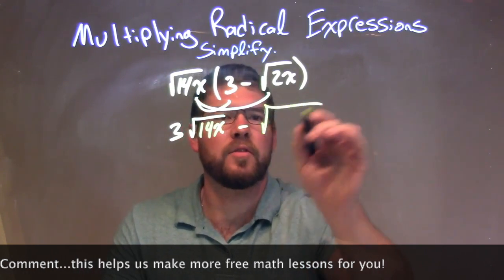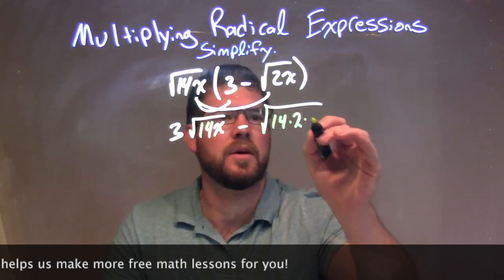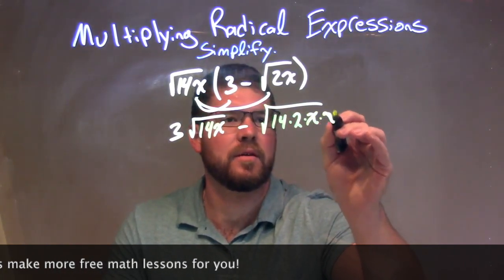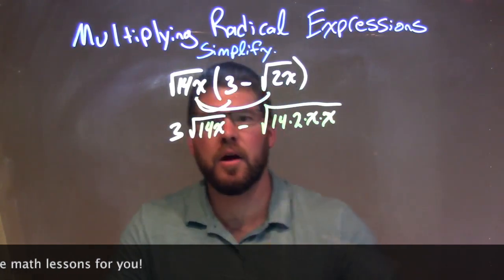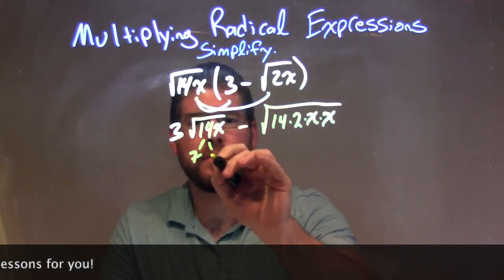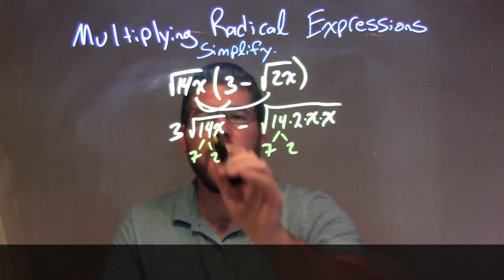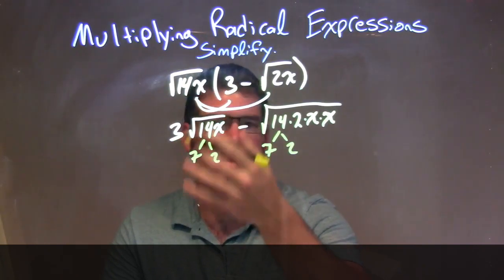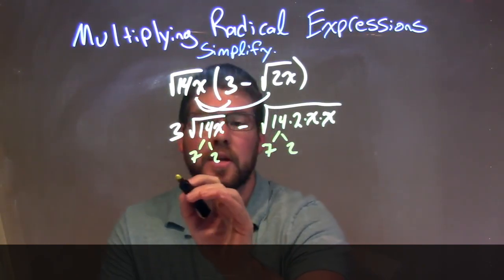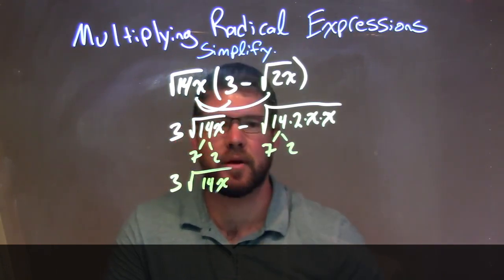So we can combine them all together under one big square root: 14 times 2 times x times x. Okay. So now let's see if we can break some things down here. 14 is 7 times 2, and we can do 7 times 2 here. On this one, 7 times 2 has no pair, so when we simplify it, there's nothing really we can do. So we have 3 square root of 14x right there.